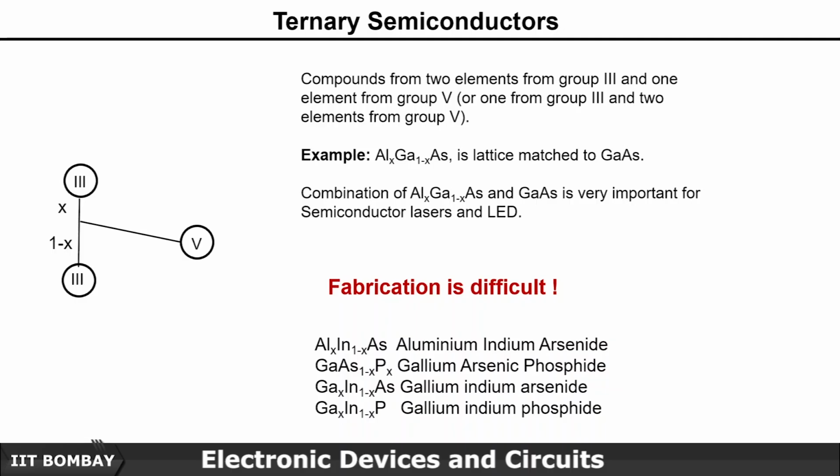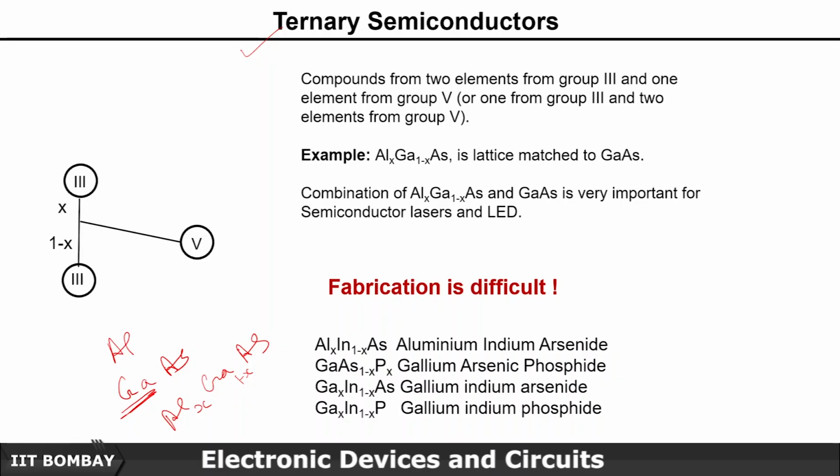Okay, so far we talked about the binary compound semiconductors. Now we'll talk about the ternary semiconductors. As the name indicates, they have 3 elements. For example, group 3 and 5 elements are used here. Take gallium arsenide: if we replace some atoms of gallium with aluminum, it becomes aluminum gallium arsenide. This is x, this is 1 minus x, showing the fraction of aluminum and gallium atoms.